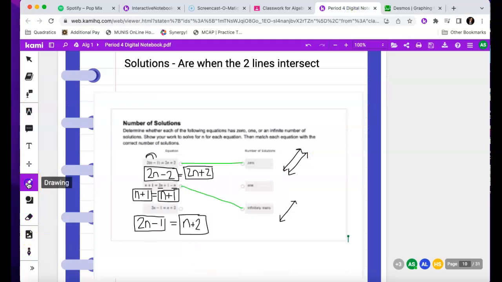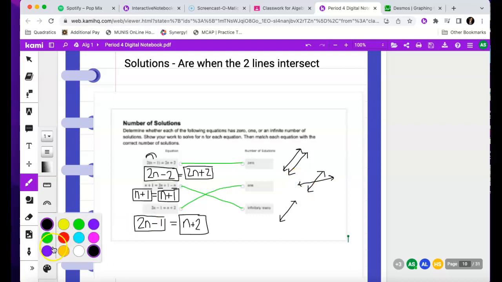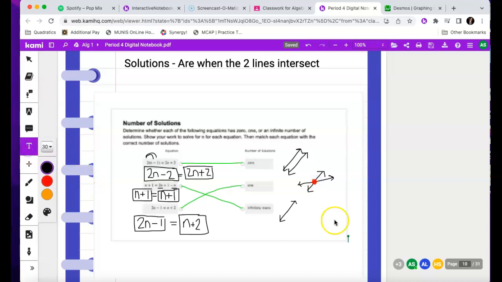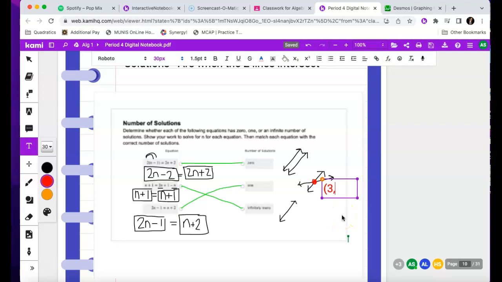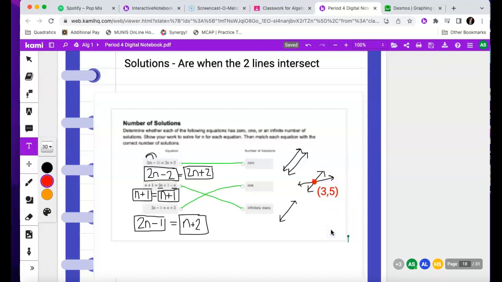So this one we already knew by process of elimination. It was one solution, and this is what it looks like. It has a line intersecting the other line, and I'm going to put that point in red here. So this intersection point here is our solution, and that solution we saw on the last page, on the Desmos page, was 3, 5. So that's the point of my one solution.